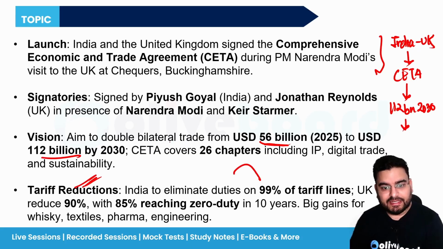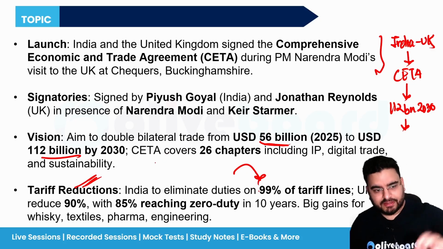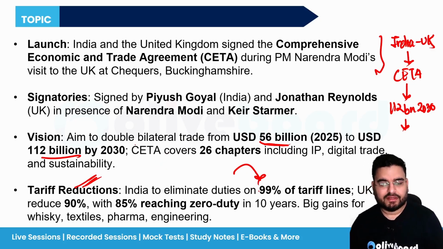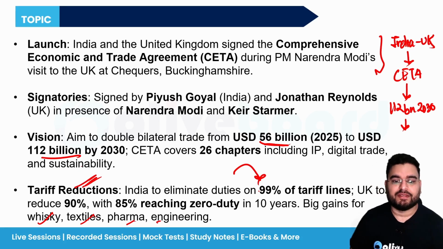Under this they have also reduced the tariffs. Around 99% of the tariffs have been eliminated. It is not zero, but there are certain things on which there is no tariff. It has led to gains in whiskey, textile, pharma and engineering. Now the cars like Land Rover, Range Rover, the prices will be reduced.